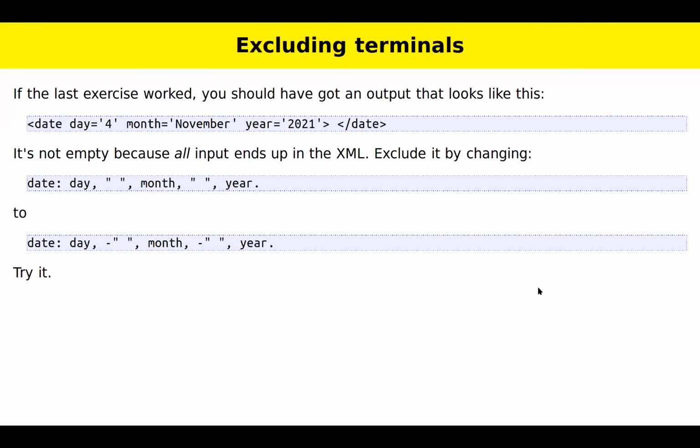So if that last exercise worked, you should have had an output that looks something like that. And you might wonder why it's not an empty element. That's because every single bit of the input ends up in the XML unless you say otherwise. So what you've got in that date element there are two spaces, the spaces between the 4 and the November and between the November and the 2021. So if we want to exclude those spaces, what we do is we take the date rule, where that's got the spaces in it, and we add a minus before the two literal spaces. So that's what I now want you to do.